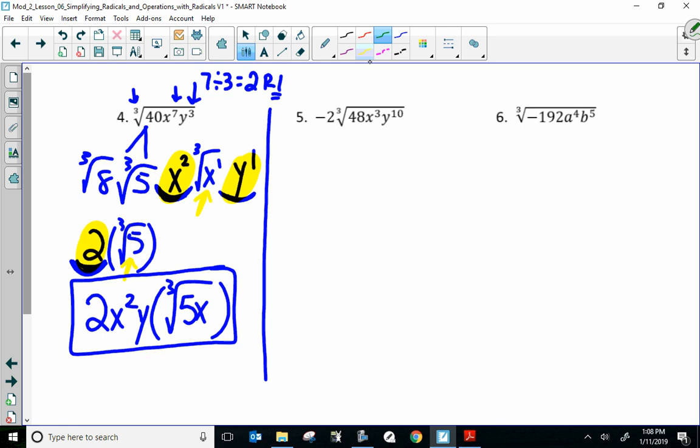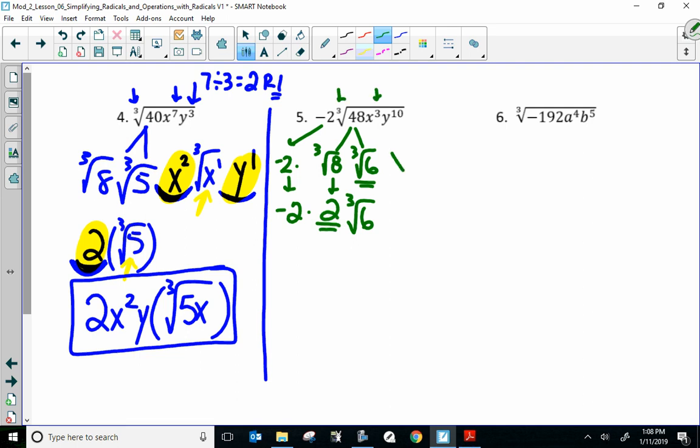All right, let's look at this next one. My -2 comes along for the ride. 48. 24, 16, 8. 8 times 6, right? 48 is the cubed root of 8 times the cubed root of 6. And the cubed root of 8 is 2. Okay, so we have 2 times the cubed root of 6. This -2 comes along for the ride. All right, now I'm just going to divide. 3 goes into 3 once with 0 remainder. So I have x to the 1. Done.